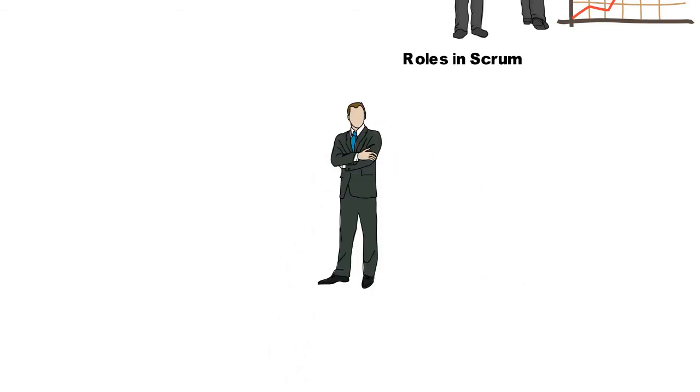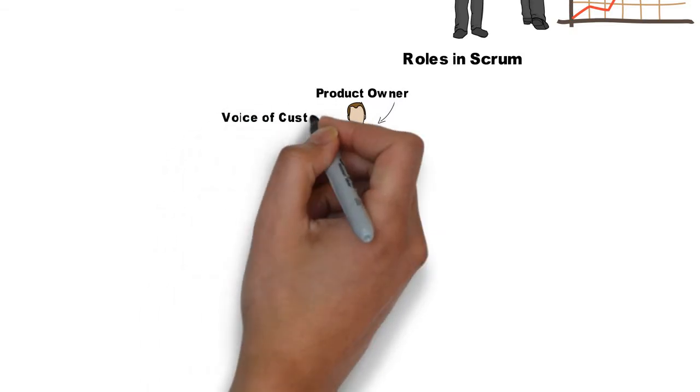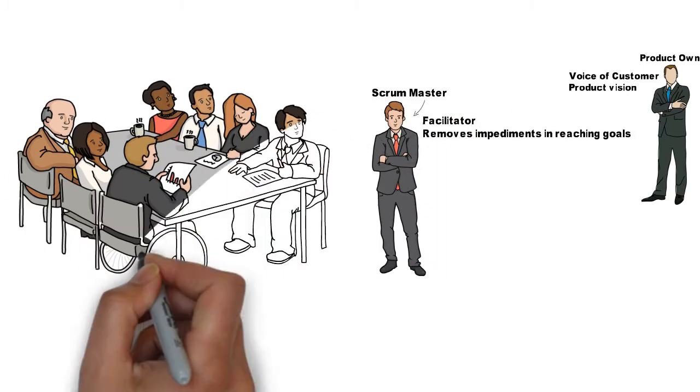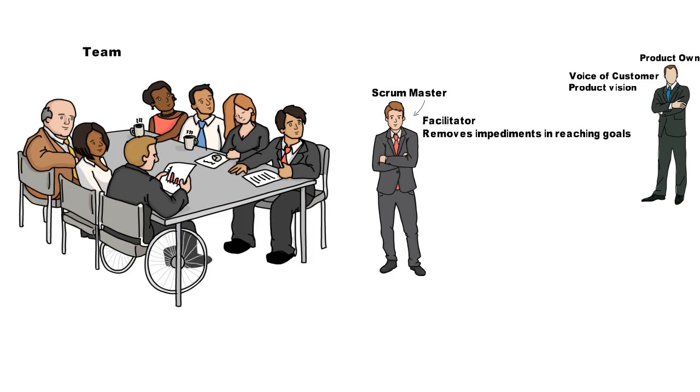Roles in Scrum. Starting with the product owner: he is the voice of the customer and has the product vision. Scrum Master: he is the team facilitator and removes impediments in reaching goals for the team. And the Scrum team, which is self-organized, with a size set between 5 and 9 members.